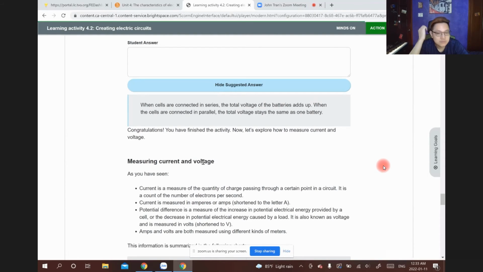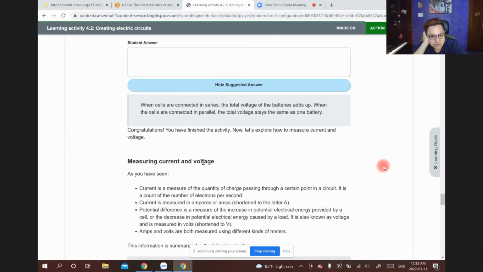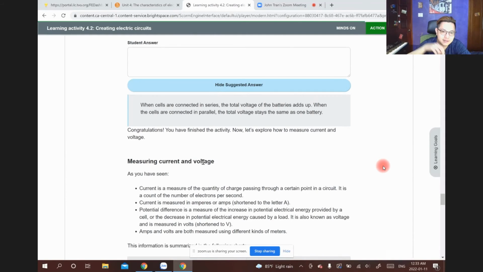Potential difference is a measure of the increase in potential electric energy provided by a cell. So potential difference is voltage. It's the difference in potential electrical energy provided by the cell. But the current means the flow of electrons. Current and potential difference are two different things, you know. One is A, one is V.